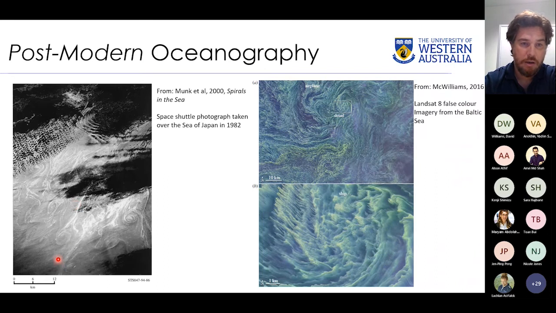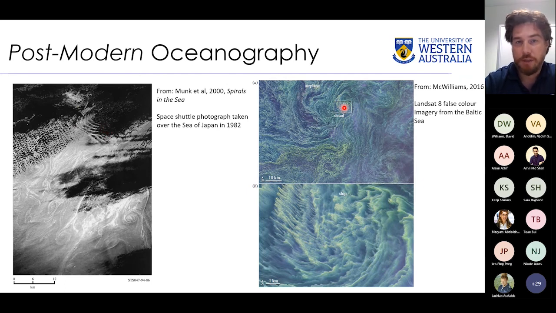On the left here is a photograph taken out the window of a space shuttle over the Sea of Japan. What you see are these much finer scale eddies. The scale bar down here is 12 kilometres, so these are less than 10 kilometres. Also in this photo, you can see these bands. These are nonlinear internal gravity waves.